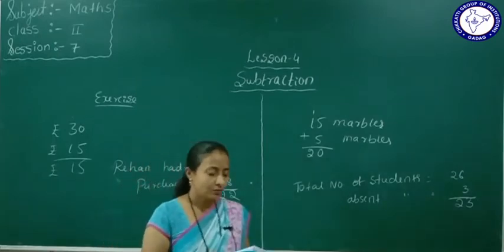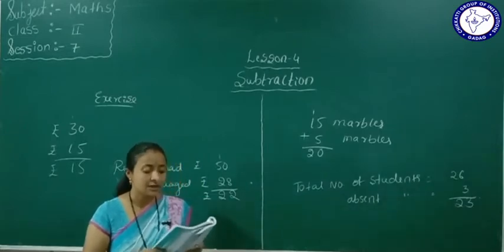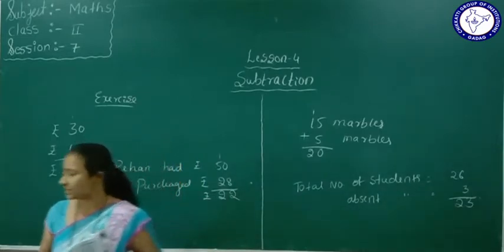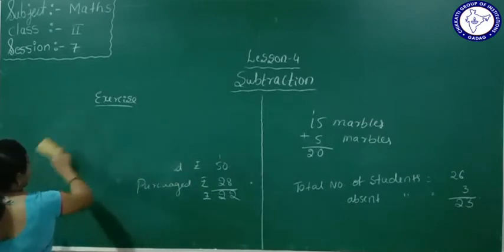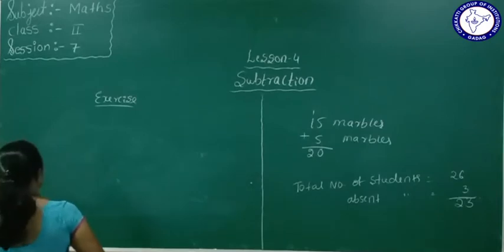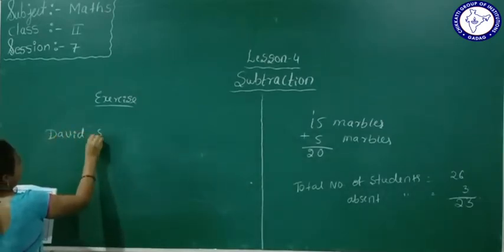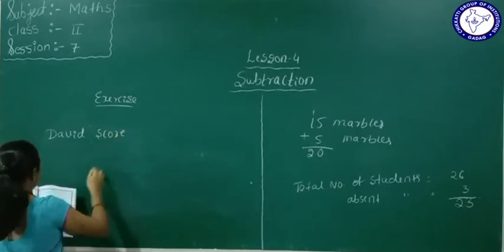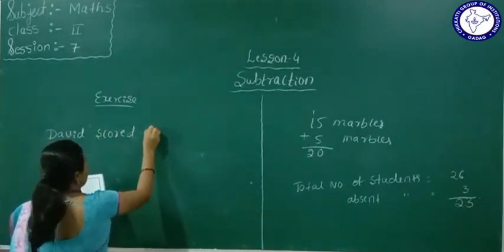David scored 60 runs in the first innings. How many runs did he score in the first innings? He scored 60 runs in the first innings.